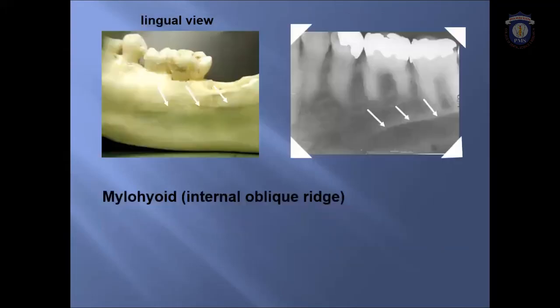Coming to the lingual view, the mylohyoid ridge is clearly seen in this diagram. Sometimes in certain radiographs, you cannot really appreciate the mylohyoid ridge. But in this radiograph, you can clearly see the thick band-shaped radiopacity passing through the periapical region of the mandibular molars, that is the mylohyoid ridge, which is again called the internal oblique ridge.